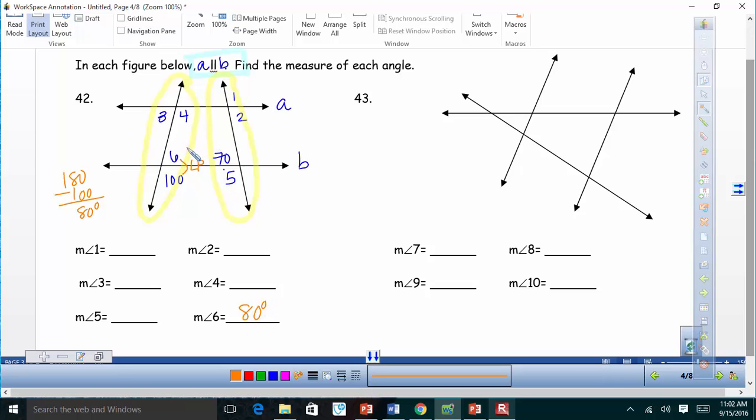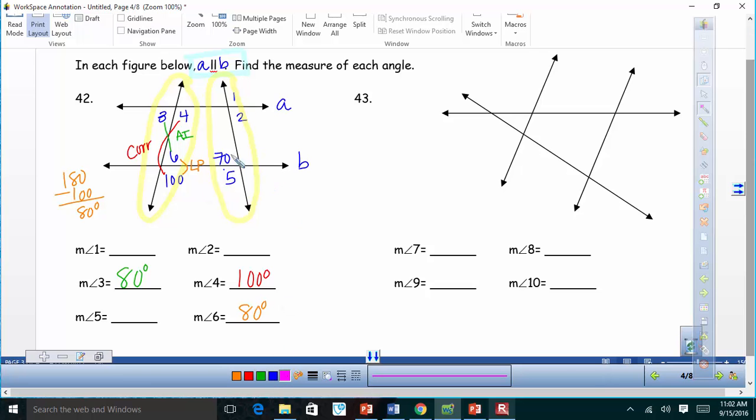Okay. What about 104? Does that have a relationship? Okay. So these are corresponding. So what does that mean angle 4 is? 100 degrees. Okay. And then does angle 100 and angle 3 have a relationship? No. How could I find that though? Okay. 3 and 6 are alternate interior, which means angle 3 would be 80 as well. Perfect.